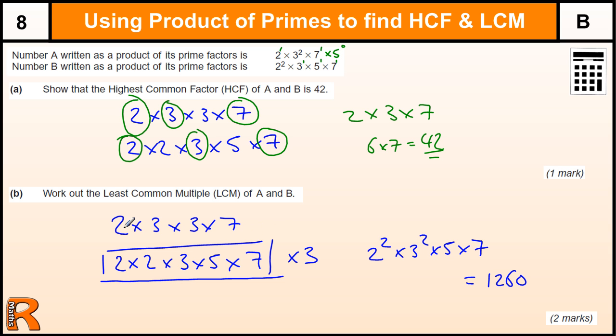The other way, again, the quicker way of doing it is to look at the powers again. For the least common multiple, you take the highest power. So the highest power of 2 is 2 squared. The highest power of 3 is 3 squared. The highest power of the 5's is 5 to the 1, or 5. And the highest power of the 7's is the 7. So we've got 2 squared, 3 squared, 5 to the 1, and 7 to the 1. So with the highest common factor, we take the smallest power out of each. And with the least common multiple, we take the highest power.